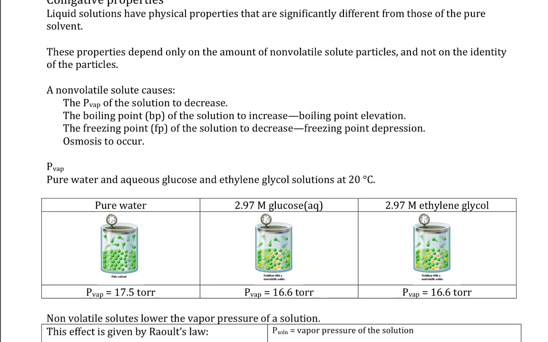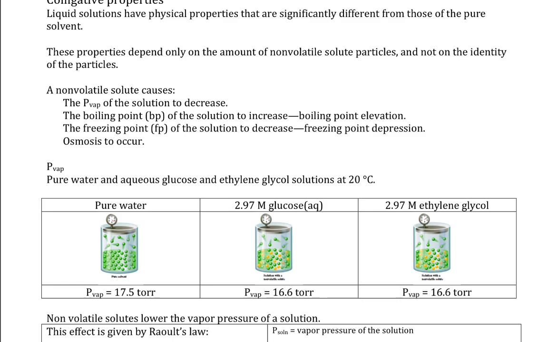These properties depend only on the amount of the solute, which has to be non-volatile particles, and not on the actual identity of those particles. So whether it be sodium chloride or potassium bromide, it just matters how much of those we have in there and not what exact solute we have.